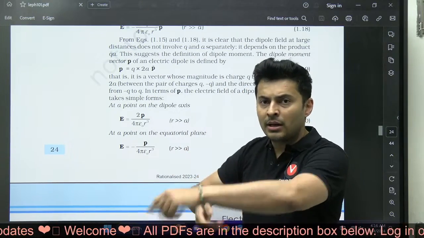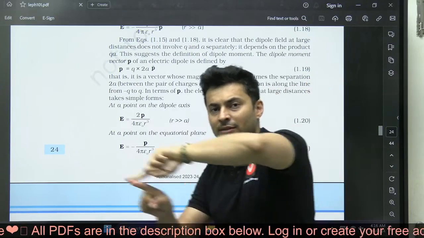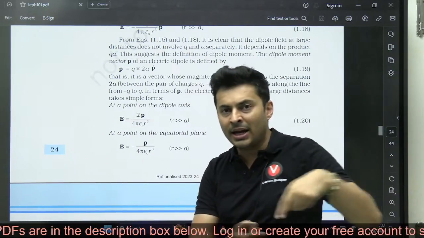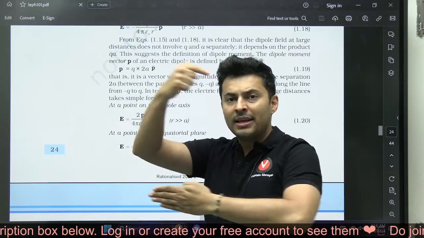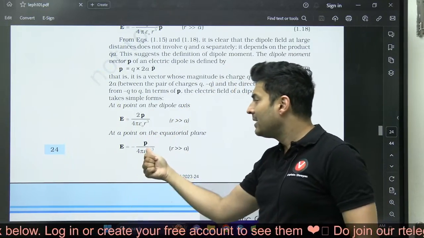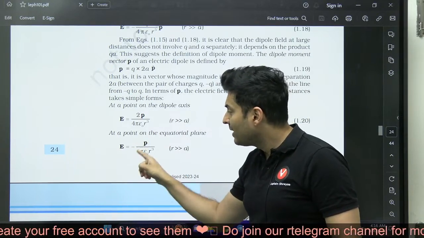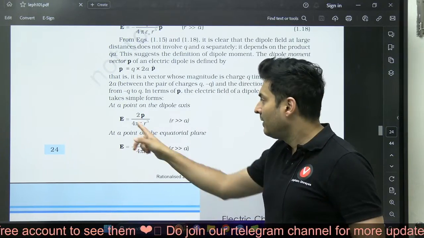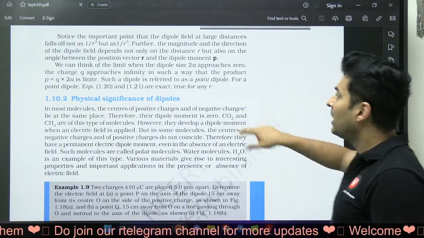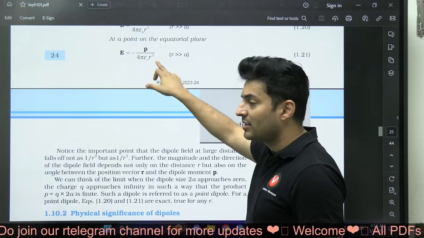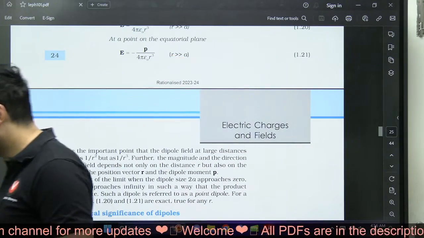Equator is perpendicular. So on the equator, the field is against the dipole moment, because the field lines start from positive and come back at negative. So on the equator, it is exactly opposite. It is p by 4 pi epsilon naught r cube. Remember, when there is a minus sign, there is no 2 over there. When there is a plus sign, there is a 2 over there. That's how you remember it. And also keep in mind, it is not r square, it is r cube. I hope this is clear.